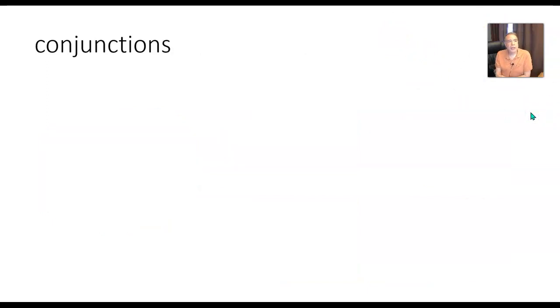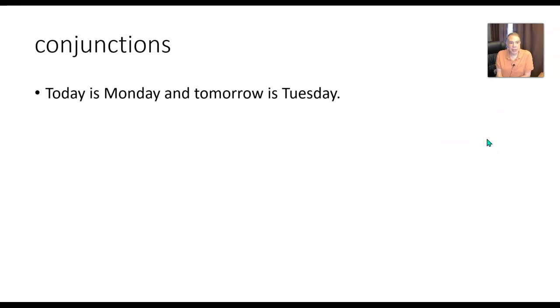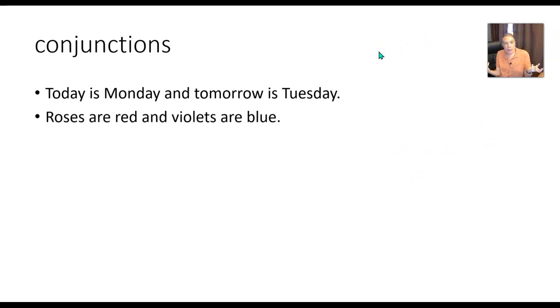But if I am wearing socks and I am wearing shoes, it's a true statement. Here are some more examples of conjunctions, that is, and statements. Today is Monday and tomorrow is Tuesday. Now, that might be true or it might be false, depending on what day you happen to be watching this video. Roses are red and violets are blue. If I'm asserting that as a true statement, I'm saying that both parts of it are true, that roses are red and that violets are blue.